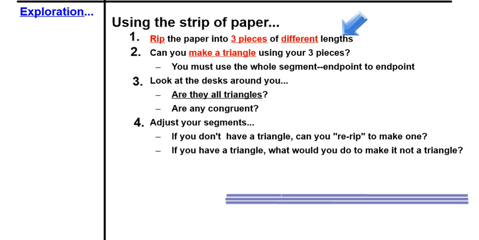Now what I would like you to do is to make three pieces. The trick is that you must use the whole segment from end point to end point on your paper. And then after you're done, imagine that you were in class and you were to look around at the desks around you. Would all of your friends also have triangles on their paper? And would their triangles be congruent to your triangle? So I'm going to have you pause right here, get your paper, rip it into three pieces, and then we will come back and try something.